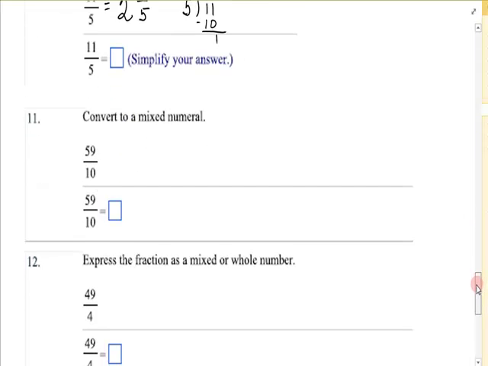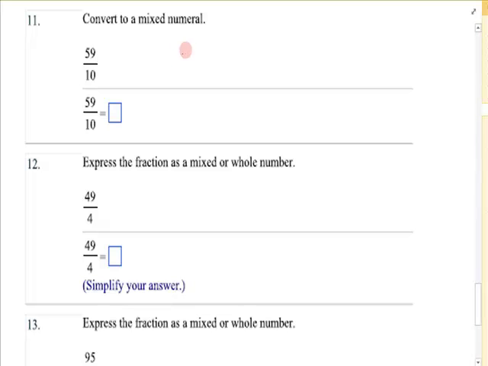Let's look at another one. Going to divide 10 into 59. Well, 10 goes into 59 5 times. 5 times 10 is 50. Subtract, and we have 9 left over. This is the mixed number, whole number 5 with 9/10 left over.